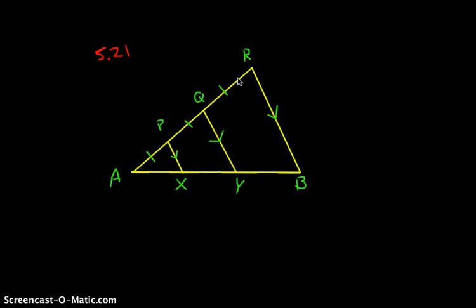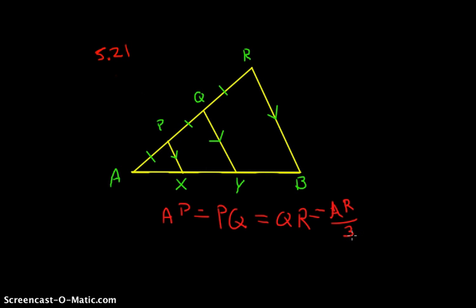We know these 3 are equal because all they did was take AP and then take 3 of them, 1, 2, and then 3. So this is the same length as this and this. Basically AP is equal to PQ, which is equal to QR, which is equal to AR over 3.